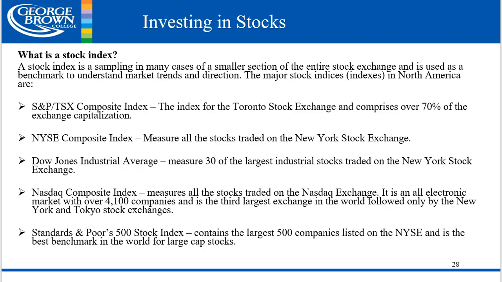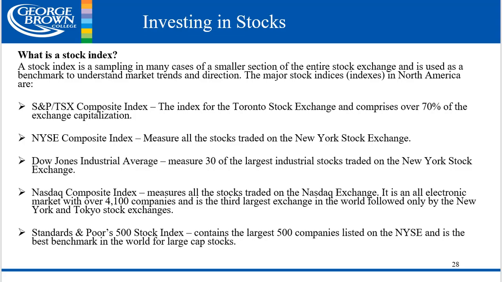index. We've talked about the TSX Index and we've looked at some data for the S&P 500. I just want to make sure everyone understands that a stock index is, in many cases, a sampling of a smaller section of the entire stock exchange. In Toronto, there are 247 companies included in the S&P TSX Composite Index, and you can see that comprises 70% of the exchange capitalization. There are 247 companies in the index, but many more companies are actually listed on the stock exchange. The index is just a sampling, and by measuring the index, we get some indication of which way the general market is moving.